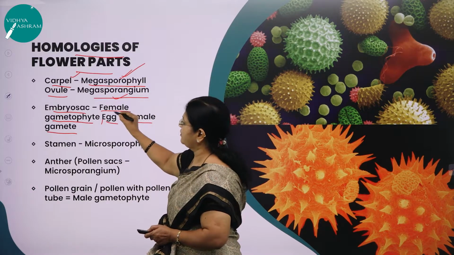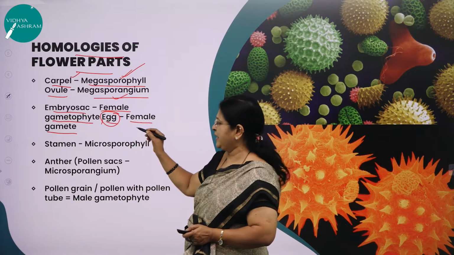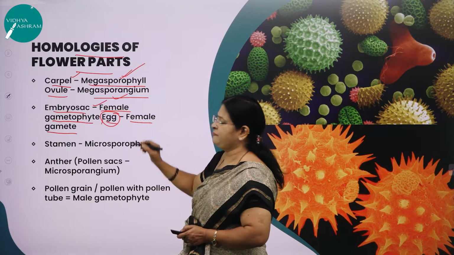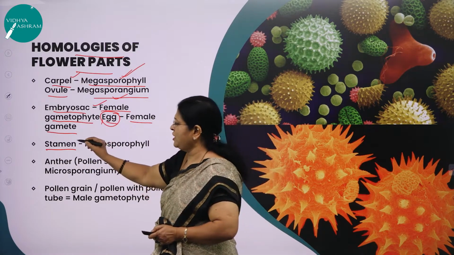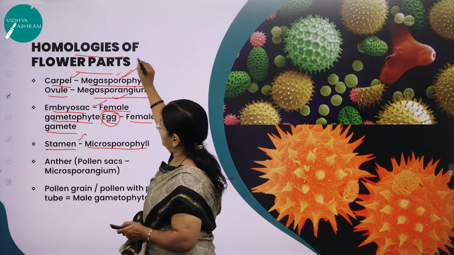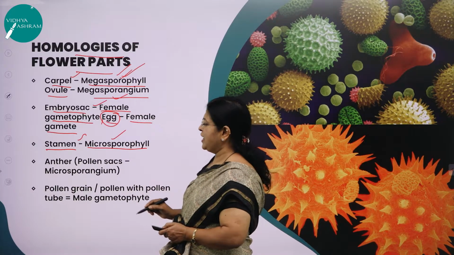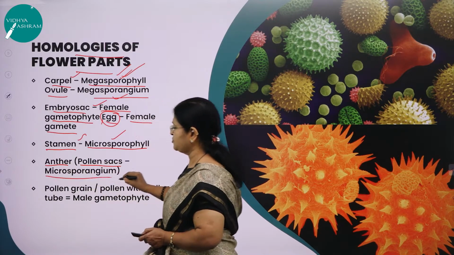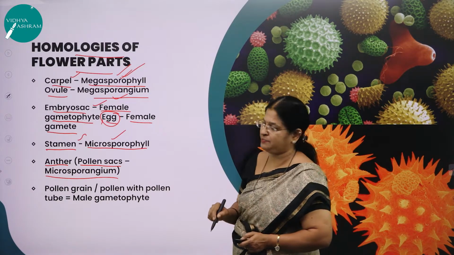Within the embryo sac you come across the egg, where the male gamete will come and fuse with the egg, and embryo sac is called the female gametophyte, whereas the egg is called female gamete. And as I said, stamen is what? The unit of androecium is called stamen, which is otherwise called microsporophyll. If carpel is called megasporophyll, what is stamen called? Stamen is called microsporophyll. And anther, within the anther you come across the pollen sacs, which are called microsporangium. These are the terms and terminologies which you need to understand this chapter, right?